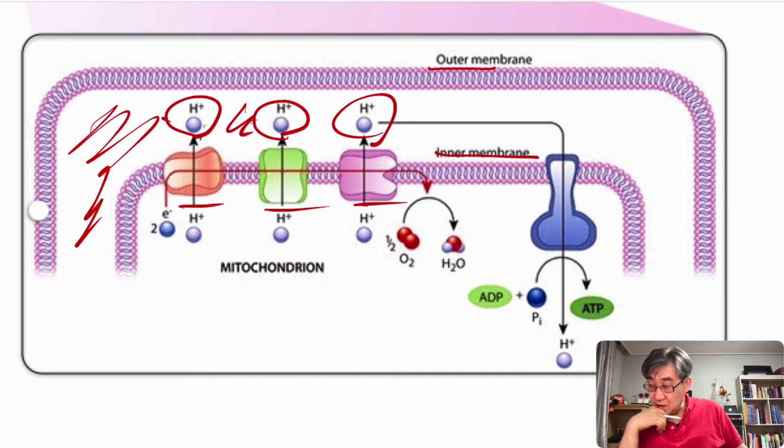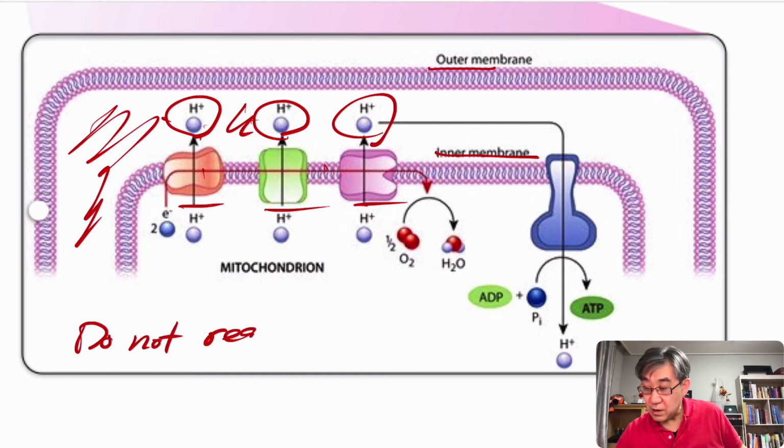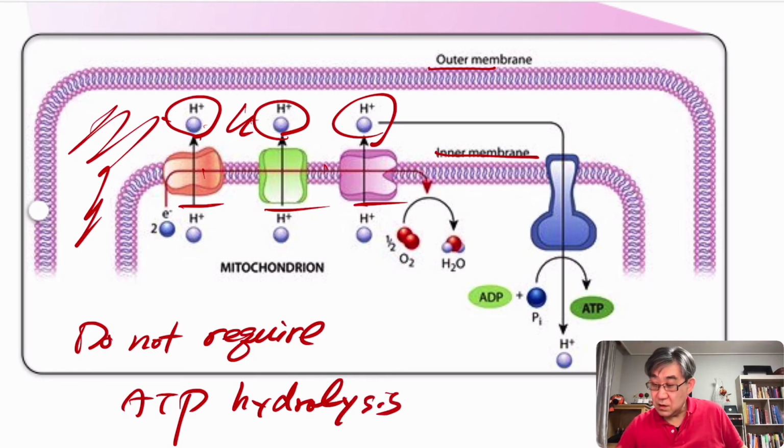But one thing unique about these proton pumps in the electron transport chain is that they do not require ATP hydrolysis to drive this. It is an active process, like going against nature.